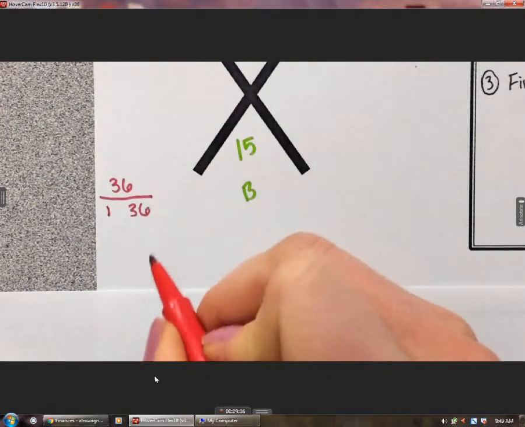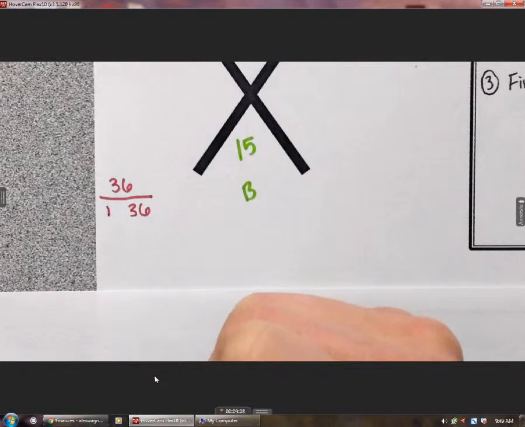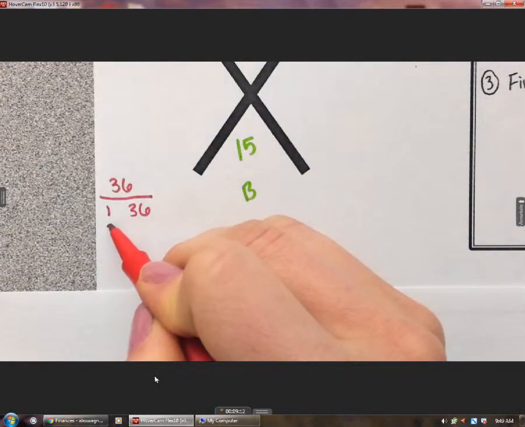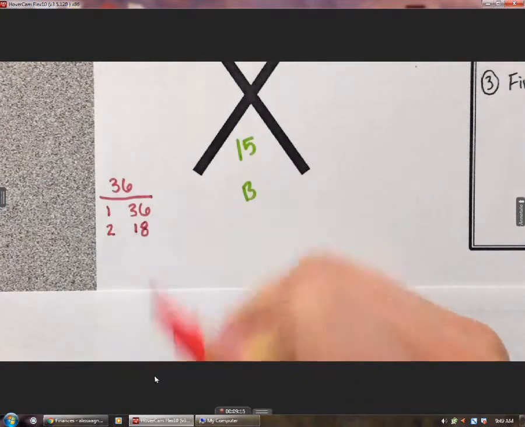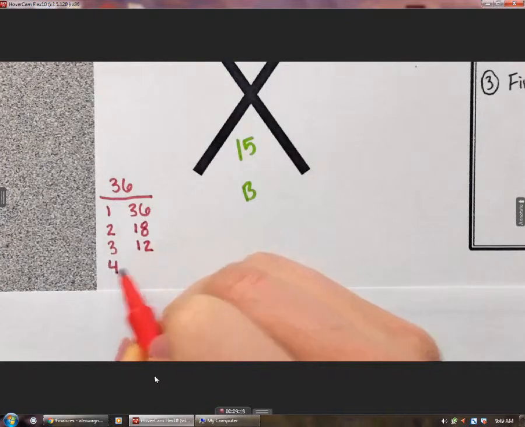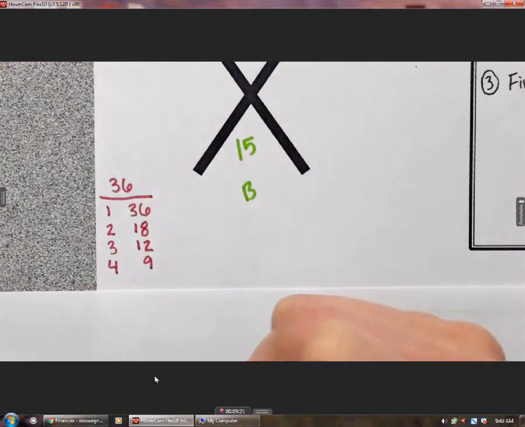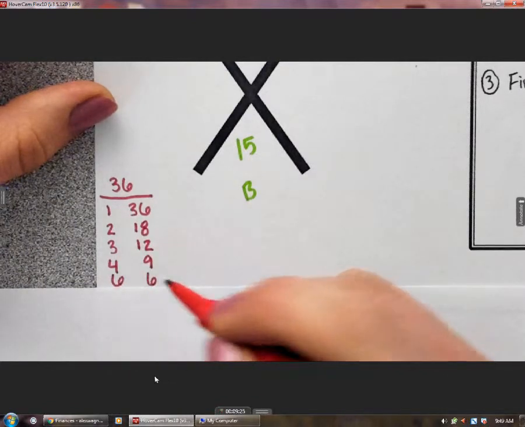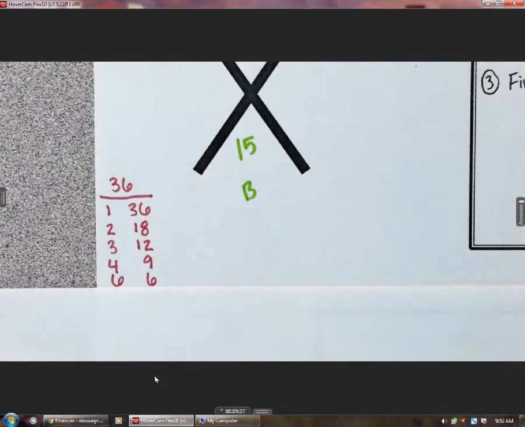I like to keep things organized in a nice, systematic way. This will help you. 2 and 18. So next after 1 would be 2 and 18, 3 and 12, 4 and 9, and what's the last one? 6 and 6. Now, some of you are like, okay, I got this, I can do this in my head, and others of you are like, I really have no idea.